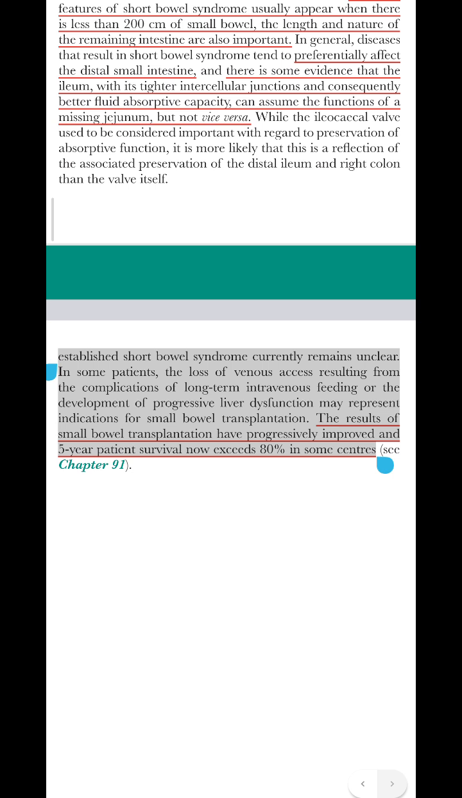In some patients, the loss of venous access resulting from the complications of long-term intravenous feeding or the development of progressive liver dysfunction may represent indications for small bowel transplantation. The results of small bowel transplantation have progressively improved and 5-year patient survival now exceeds 80% in some centers.